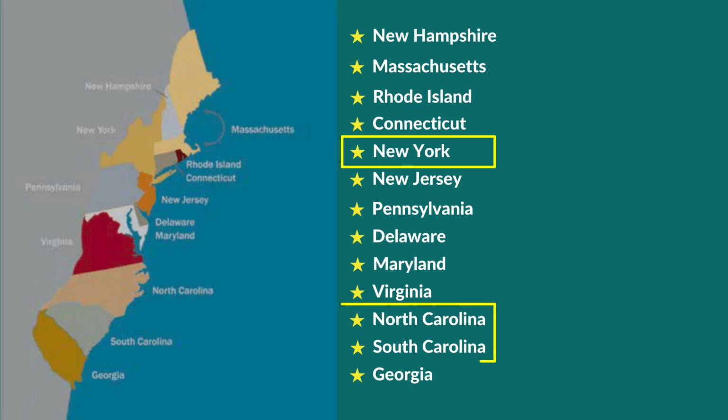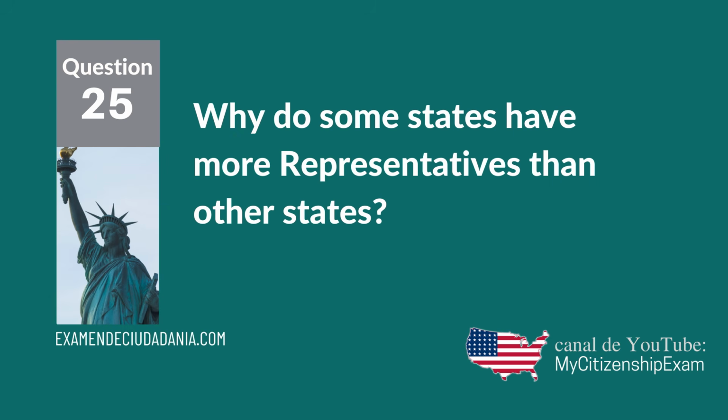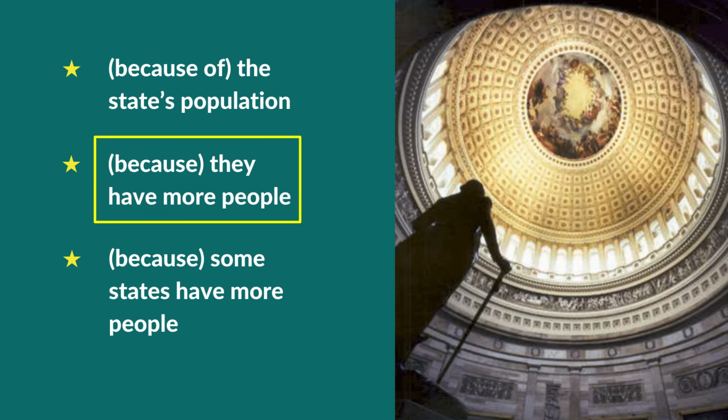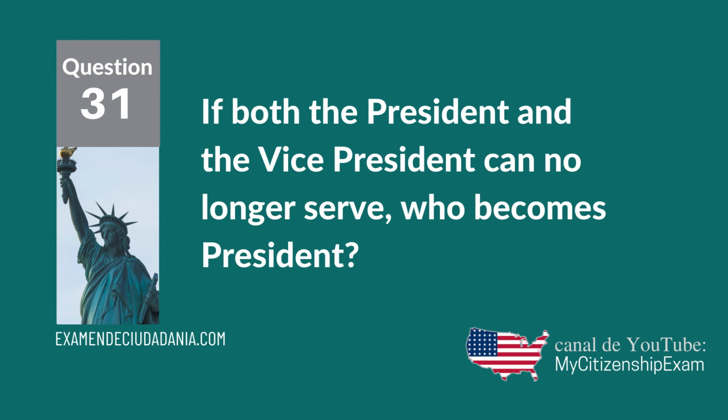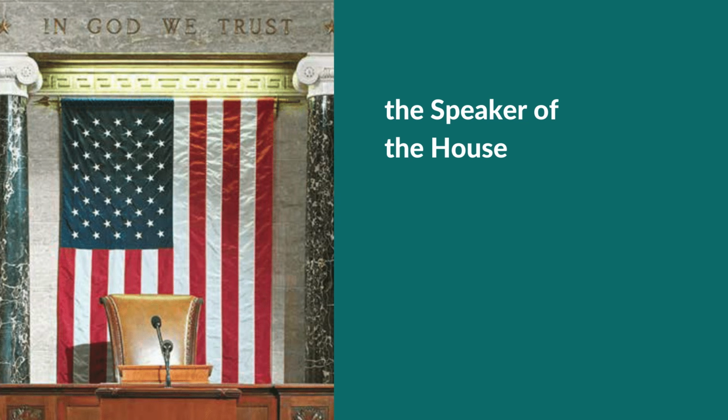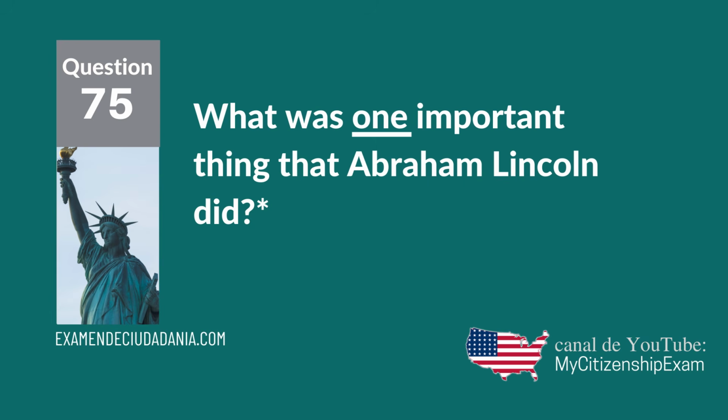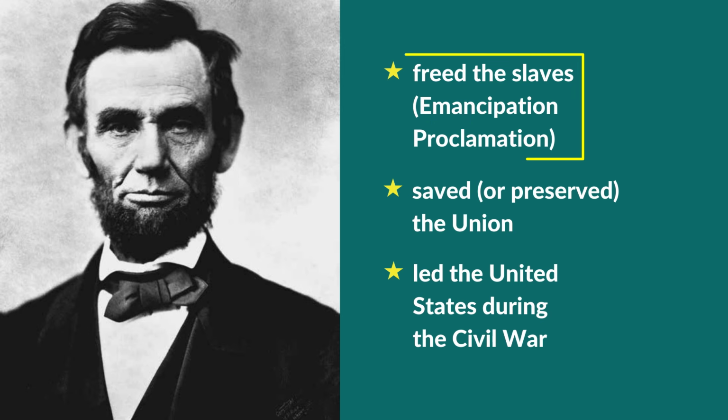New York, North Carolina, South Carolina. Why do some states have more representatives than other states? Because they have more people. If both the president and the vice president can no longer serve, who becomes president? The Speaker of the House. What was one important thing that Abraham Lincoln did? Freed the slaves. Emancipation Proclamation.